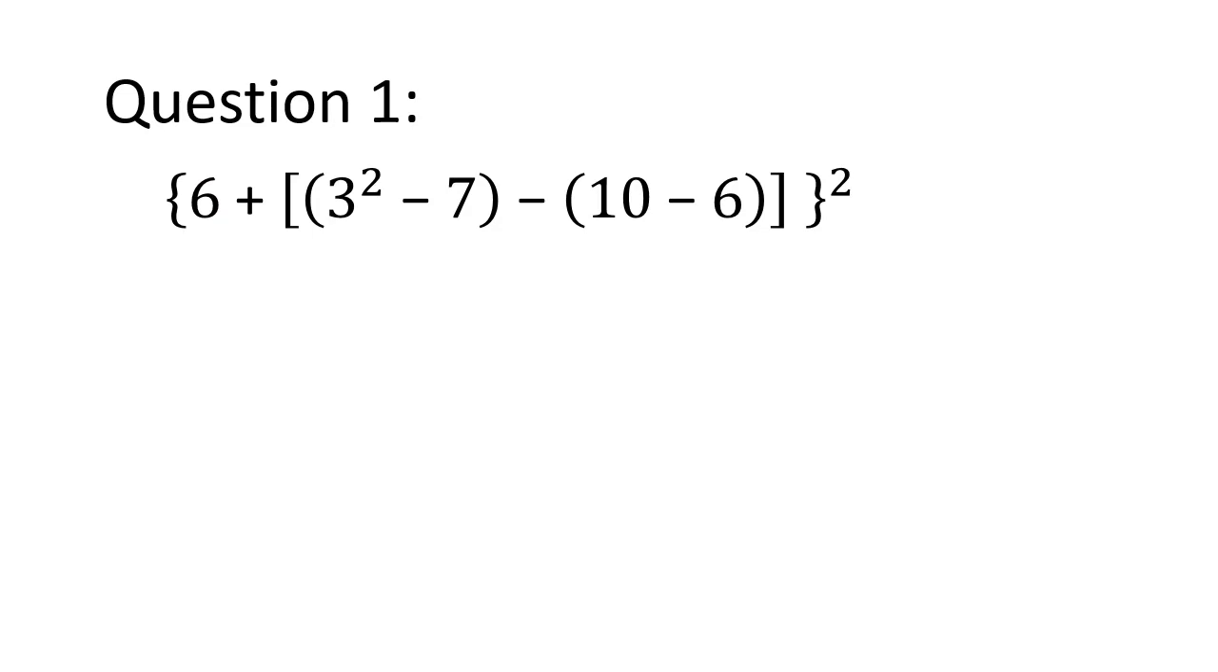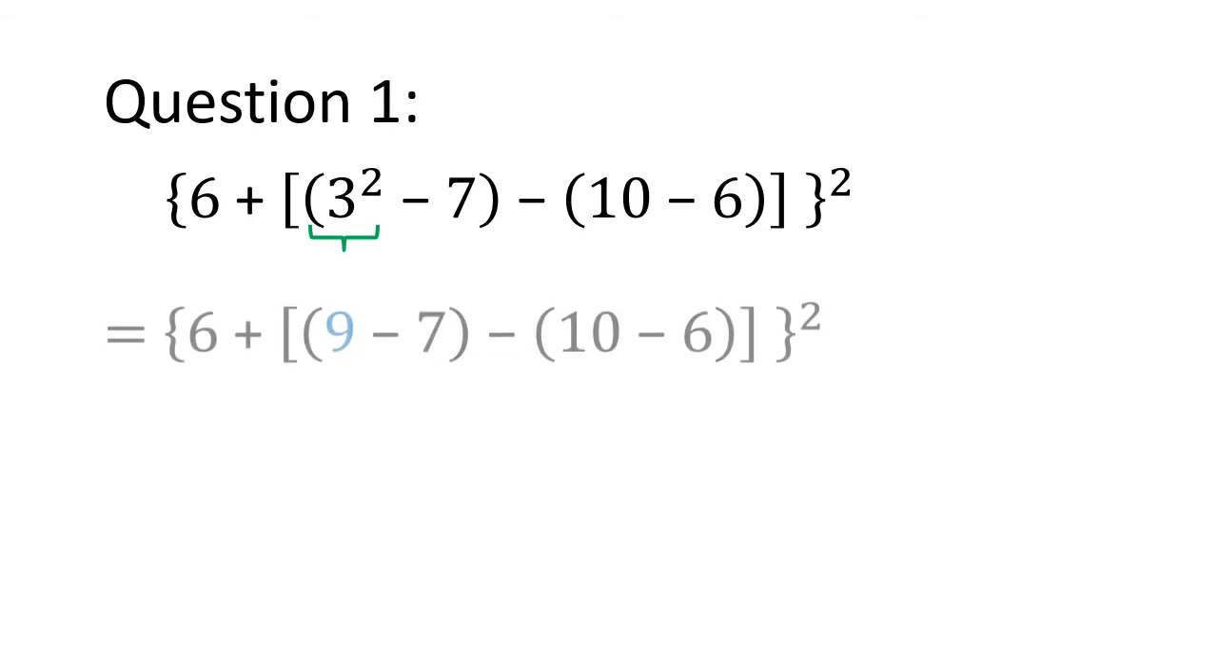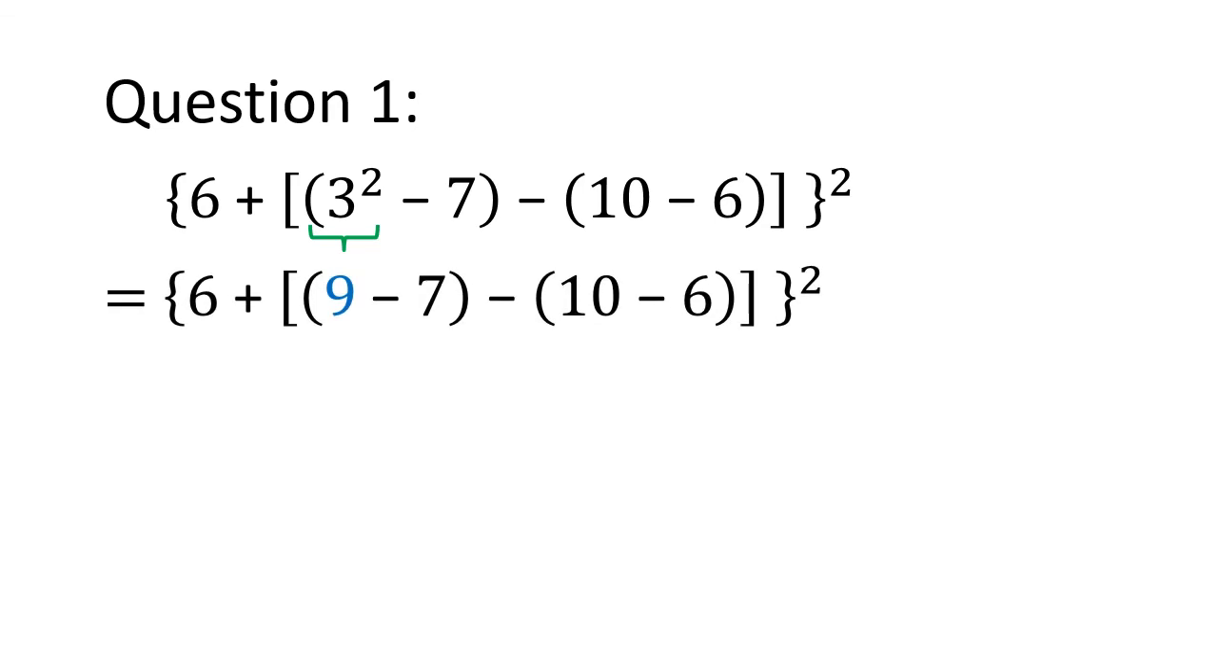Let's try some questions. Here's the first question. Check the innermost brackets first. In this case, there are 2 parentheses. One parentheses has 3 squared minus 7, which has an exponent, and the other one has 10 minus 6, which is a simple subtraction. Since the exponent is stronger than subtraction, let's do 3 squared. Nothing changes for the other parts. So we have brace 6 plus bracket parentheses 9 minus 7 minus parentheses 10 minus 6 squared.